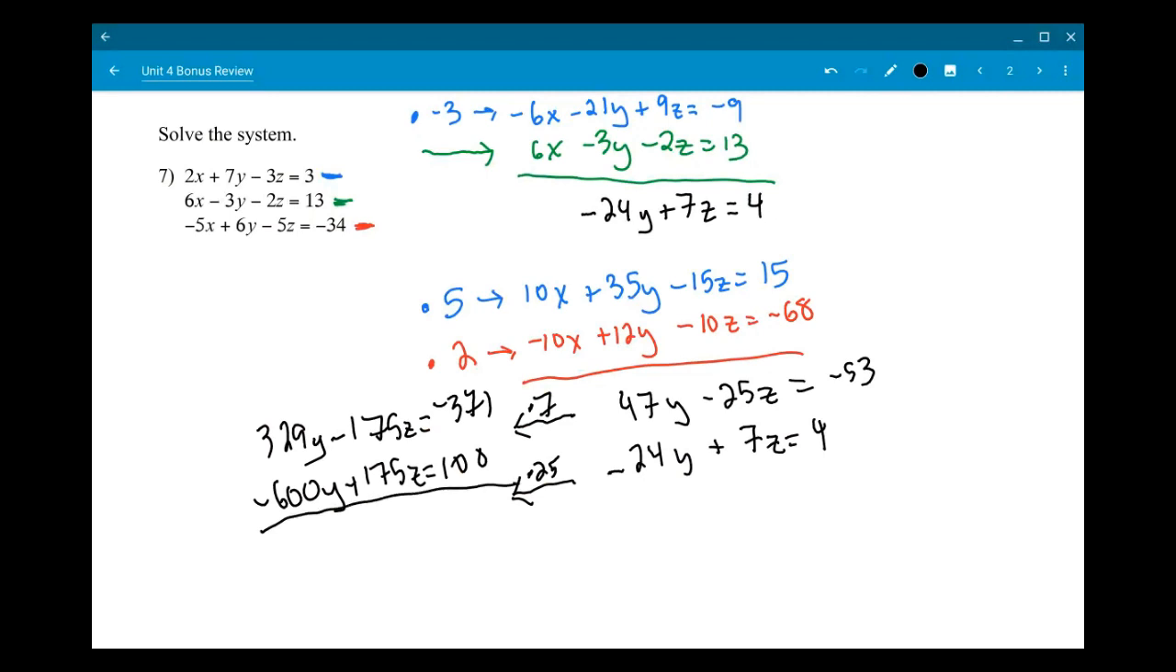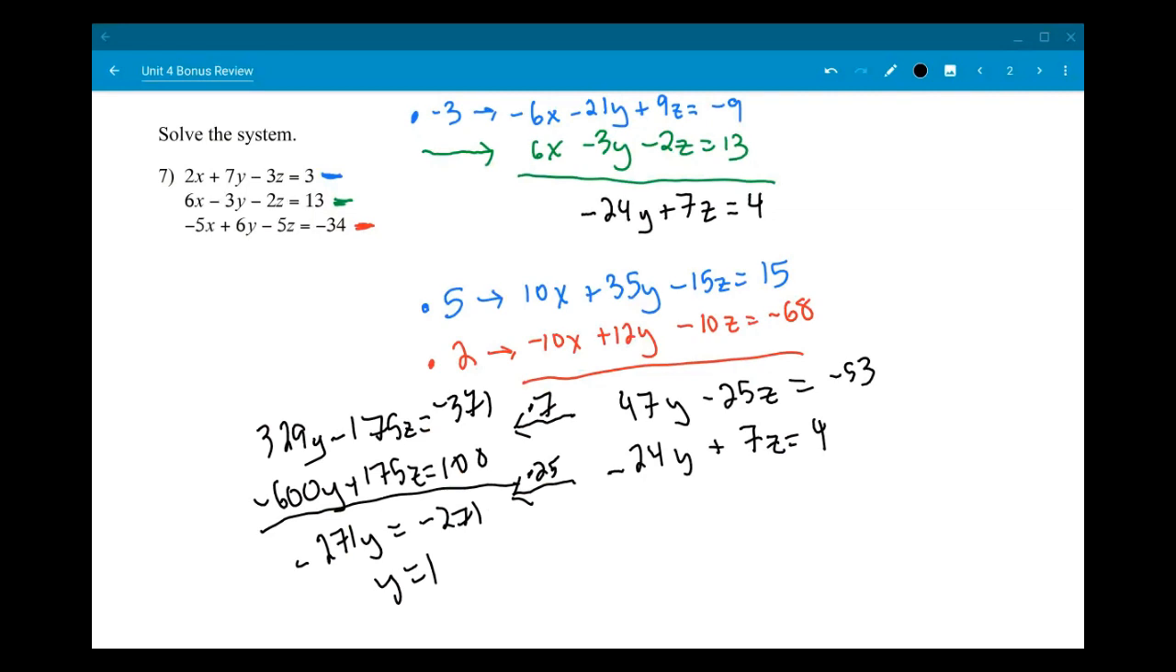So if I add those together, I end up getting negative 271 for y. And actually, if you put those together, you also get negative 271. So I end up with y equals 1. Once you've gotten to that point, really, you're just plugging back in.